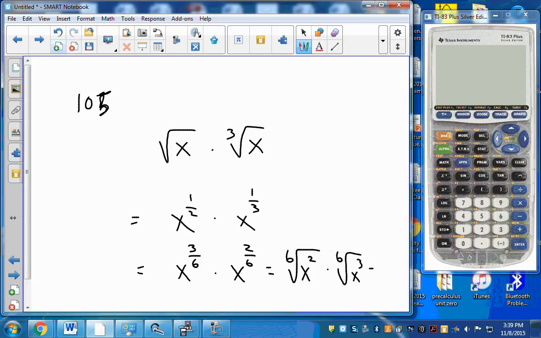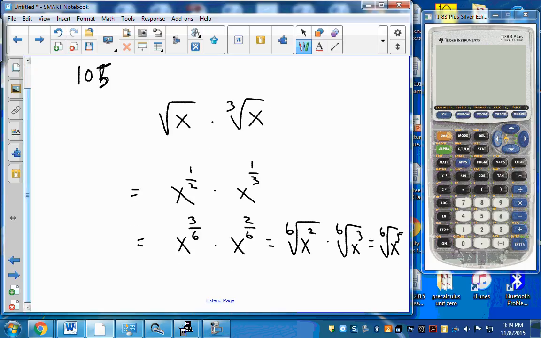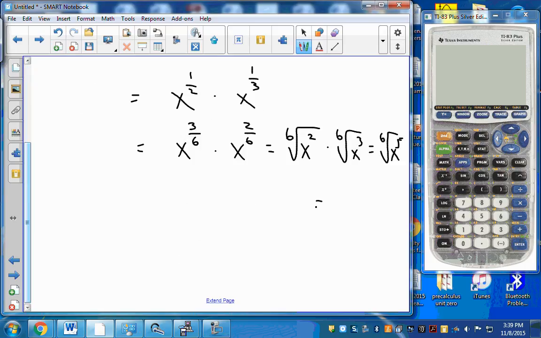And hopefully you can see that is the 6th root of x to the 5th. Right? 2 plus 3 is 5. And we're going to write this as a radical to finish it up. Oh, it is a radical. We've got the 6th root of x to the 5th, and that's it. I suppose if you wanted it as a fractional power, it would be x to the 5/6, roots on the bottom.